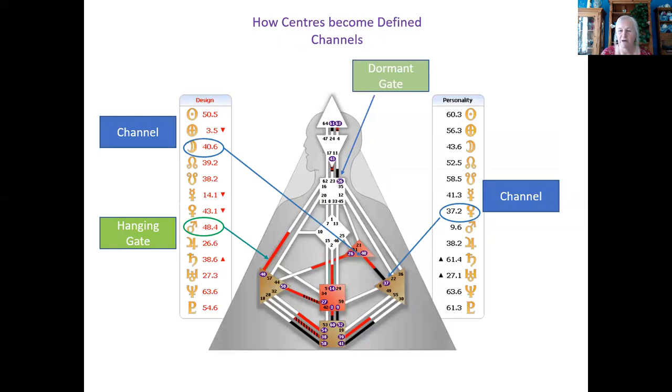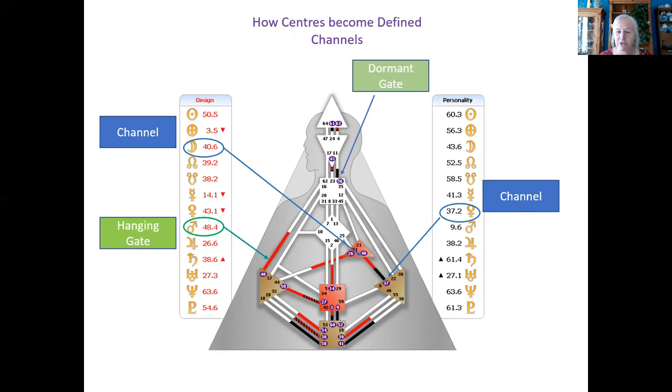A center becomes defined when 2 numbers at opposite ends are both defined, both activated. So I've given an example here. You look at 2 blocks that say channel. So this particular channel is formed from the 37 in the solar plexus center. That's been activated in this case by Venus on the personality side, so it's black. And then on the design side, in the red side, you can see 40 that's been activated there by the moon. And they both form a channel in the sense that they connect to each other. It's called a channel. And that's what actually activates the centers at either end. So that activates the will center and the solar plexus center through these activations.